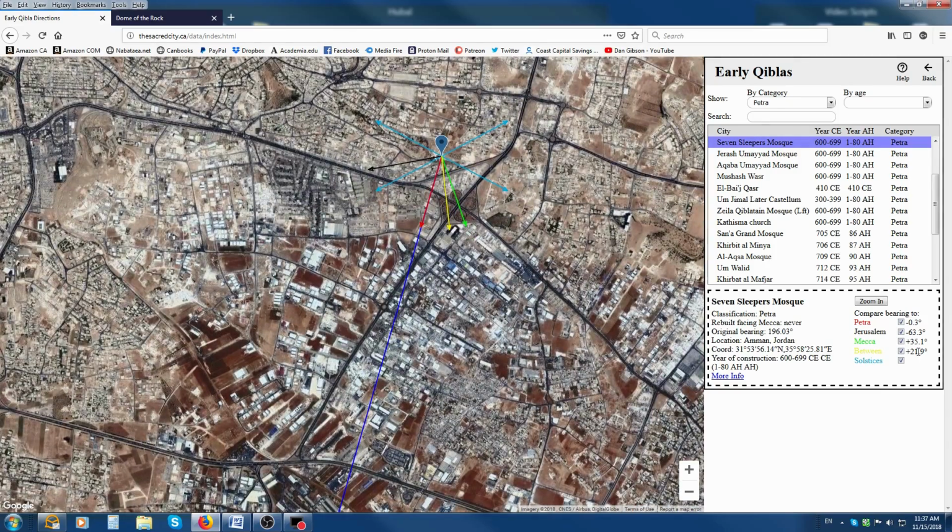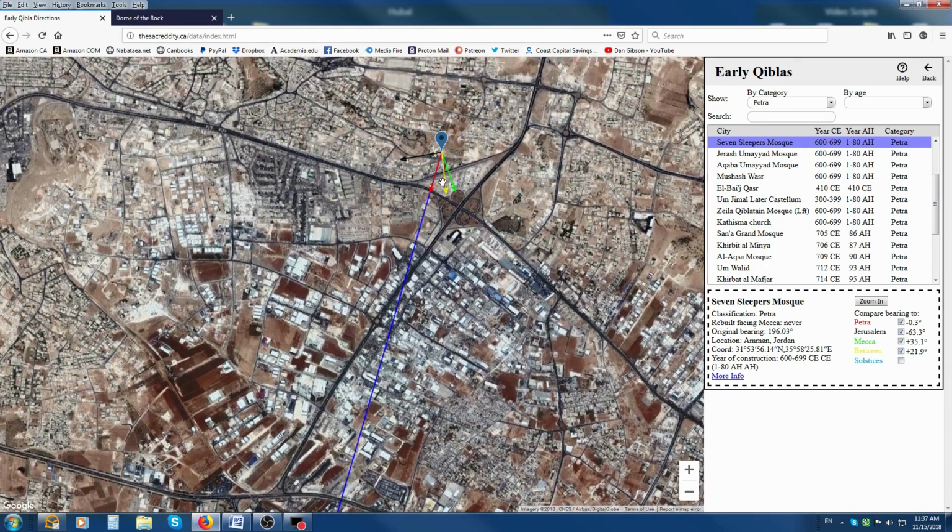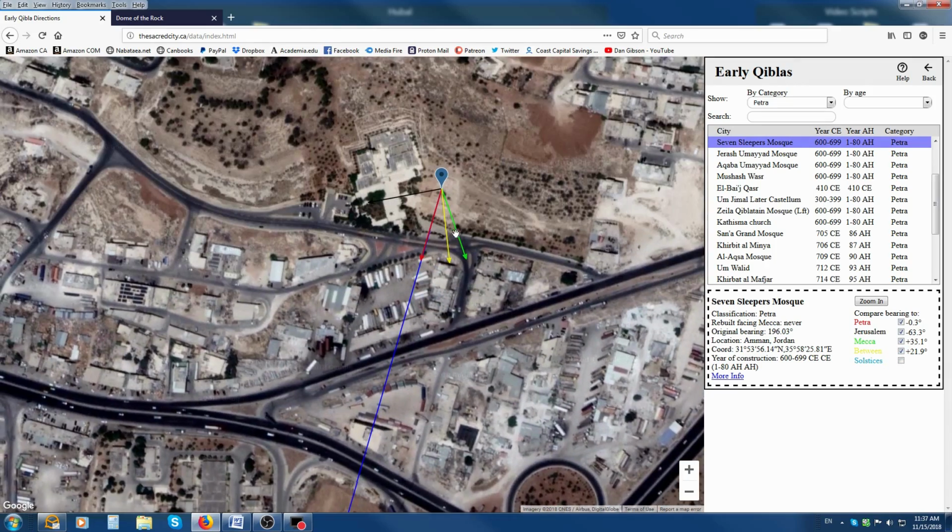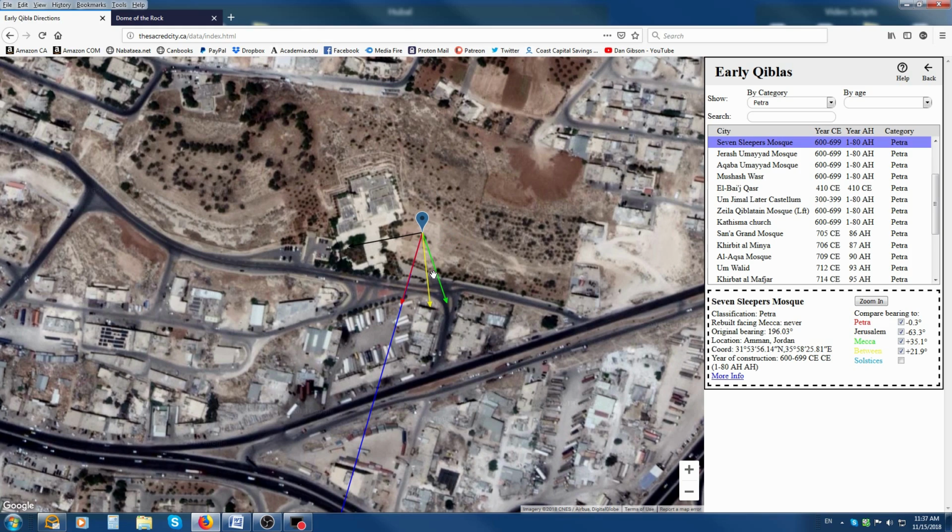Okay, let's get rid of the solstices. Again, we can see they have nothing to do with this mosque. We can zoom in up close. And what I'm looking at here is the latest picture from Google Maps. And Google Maps' problem is that the latest picture may not be the best picture. I'm going to show that to you in a few moments. But here we can see the Seven Sleepers. We have more information down below.